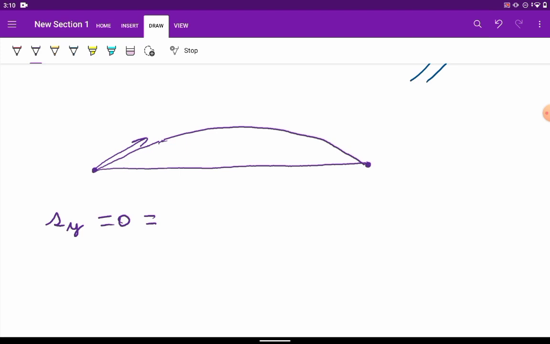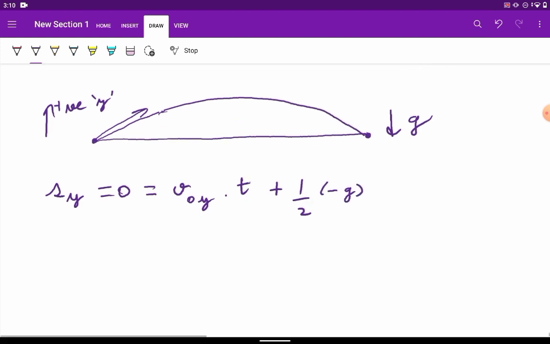In the y direction, the initial velocity is v naught y, the y component of v naught, times t, plus half. This is the positive y direction, but g is acting this way, so acceleration is basically minus g, because we are considering positive y direction, which is opposite to the gravity. Half into minus g into t square.